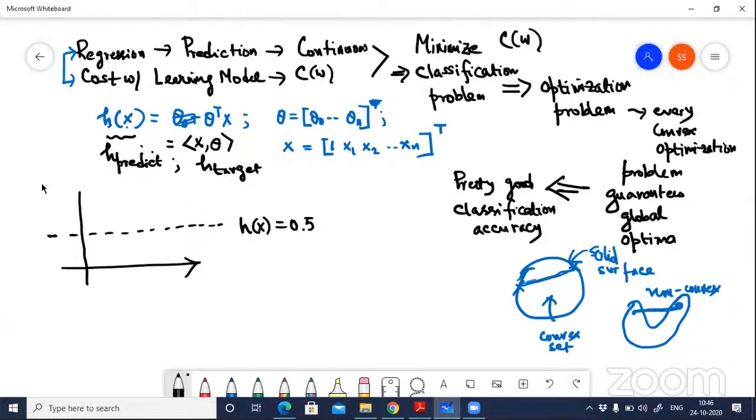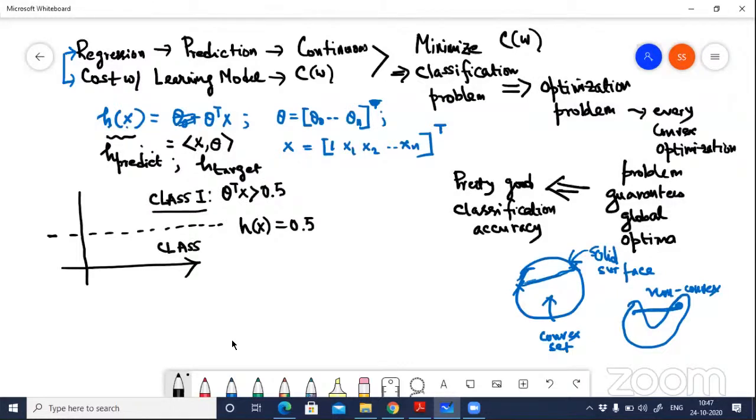This is what I'm going to predict. And whatever values are below h of x equal to 0.5, I will term those as class 2. Okay, so if you are doing that, this is class 1. So what is class 1? Class 1 is, what you are saying is that theta transpose x is greater than 0.5. And this is class 2.